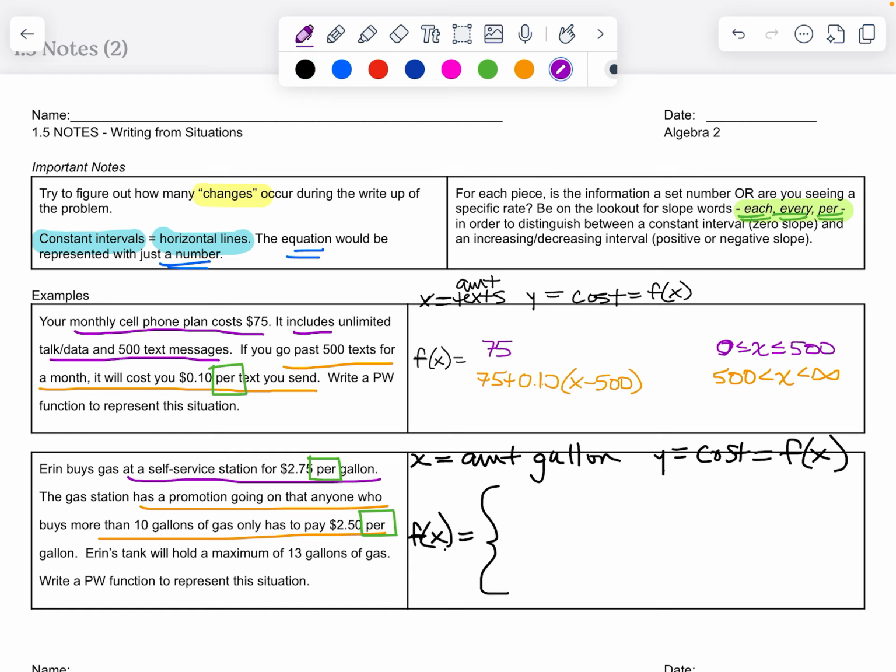The first piece, I'm seeing the 2.75x. It's 2.75x, of course, because of the word per being next to 2.75. We know that that carries itself all the way up to the fact that we are eventually going to have more than 10 gallons of gas for the 2.50. So that's going to carry me all the way up to 10. There's no such thing as negative amount of gas in the car. So I will go ahead and put in that we were going to carry this 2.75x all the way up to 10.